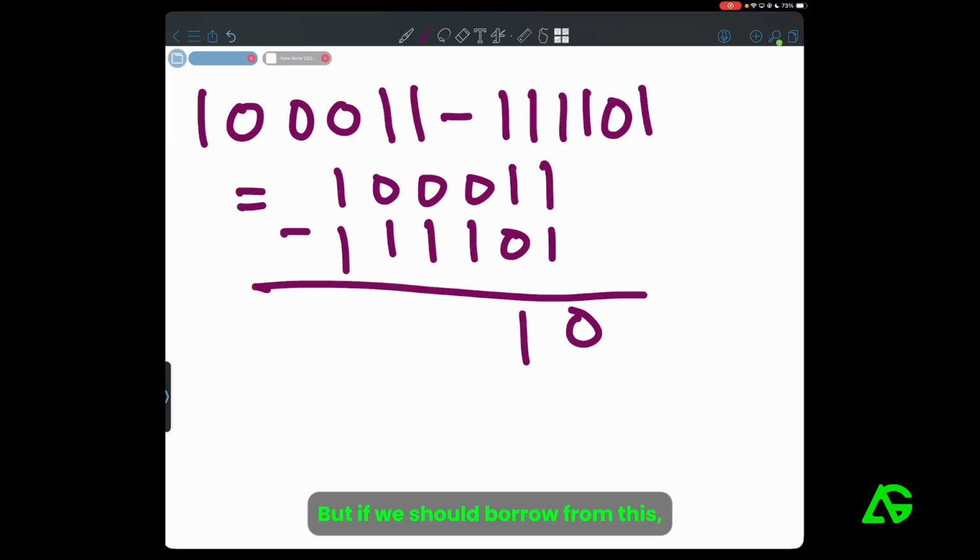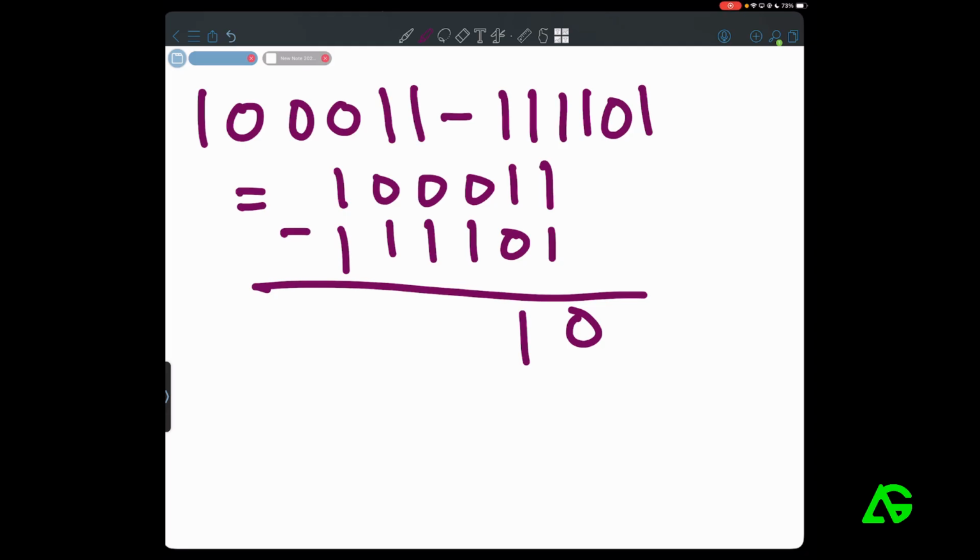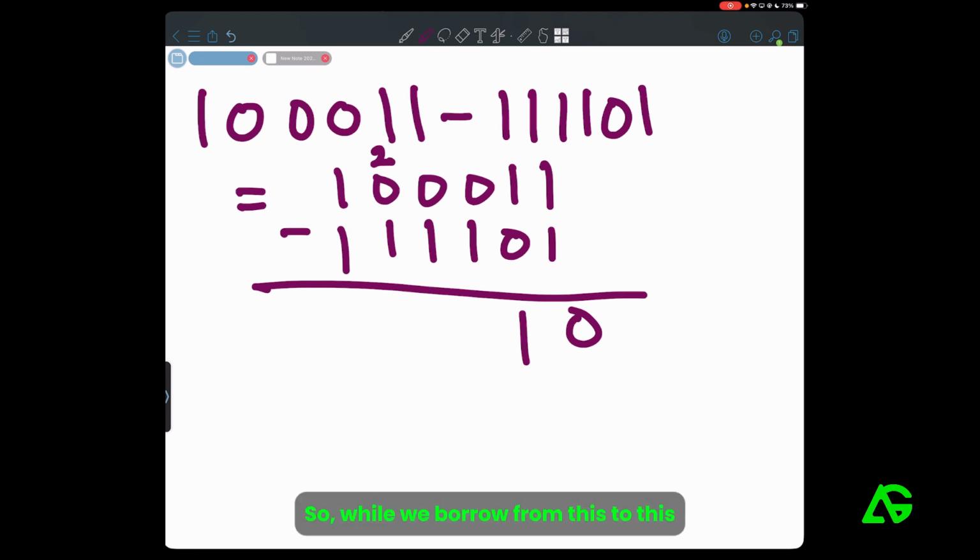If we borrow from this to this one, the new number here will be what? 2. So when we borrow from this to this, the new number will be 2 here, and this one will reduce to 1. From here to here, this one becomes 2, right? And this one too reduces to 1. So in this position and this position, we have 1 1 as the new number.